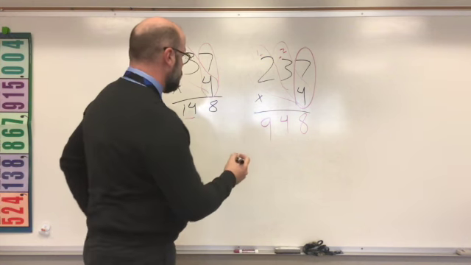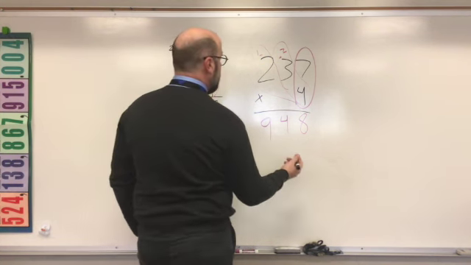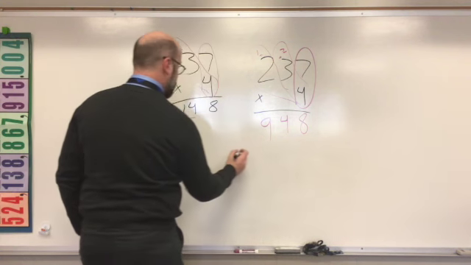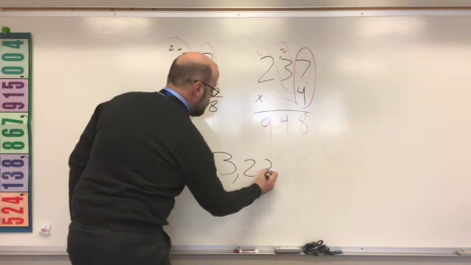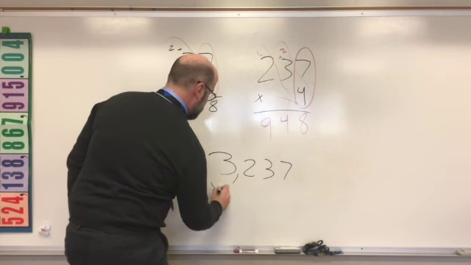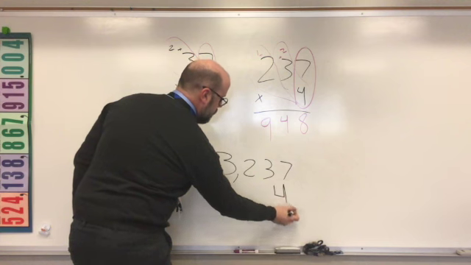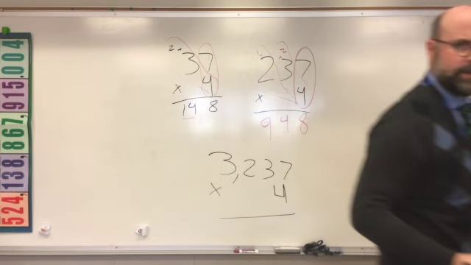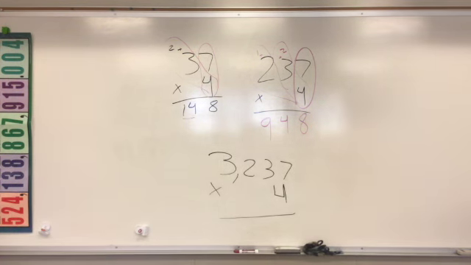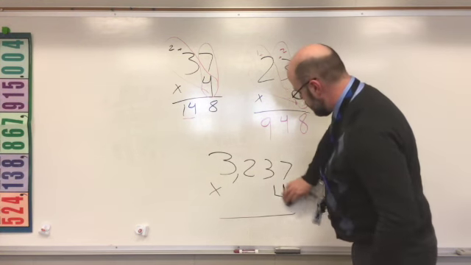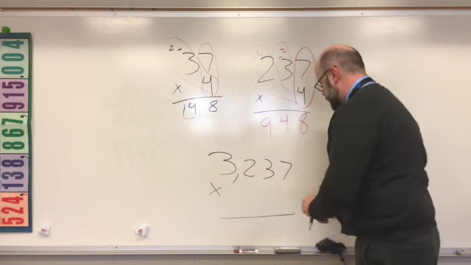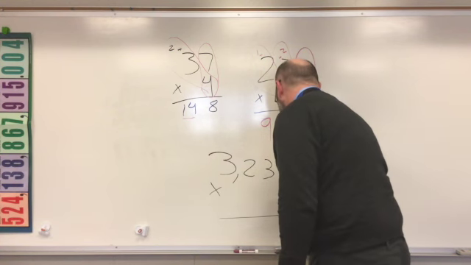If we're going to do a 4-digit number, I'm going to keep 237, but I'm going to add on to it. I'm going to say 3,237 times 4. Can you guys see that okay? Let me go check my camera. Oh yeah, perfect. So, once again, the steps are the same. Rewrite that 4. The steps are the same, guys.